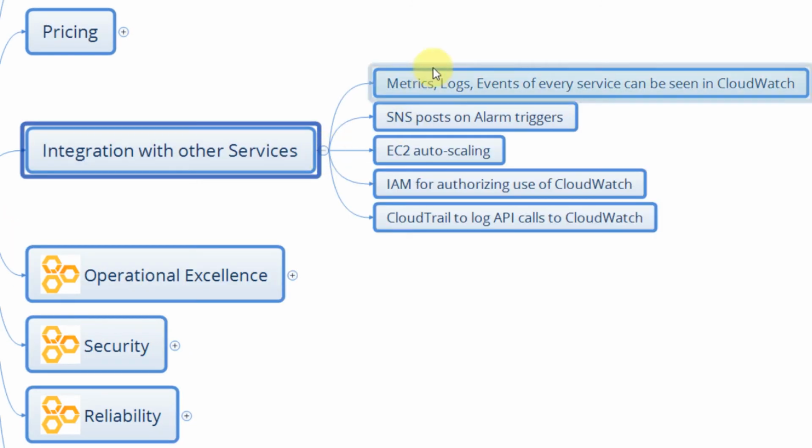In terms of integrations with other services, note that every service sends metrics, logs, and events to CloudWatch. CloudWatch posts to SNS when an alarm triggers. CloudWatch runs EC2 auto-scaling actions, and it is integrated with IAM for authorizing the use of CloudWatch. It defines a set of permissions that can be used, integrates with CloudTrail to log all the API calls to CloudWatch. These are not all the integrations, but a few key ones.